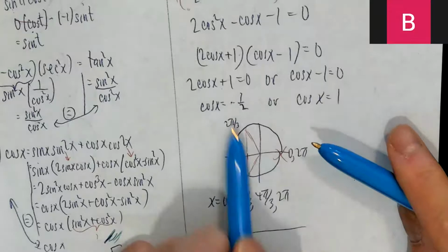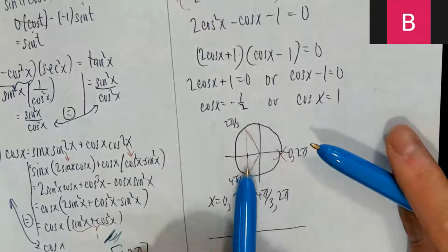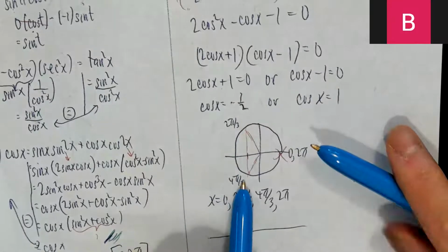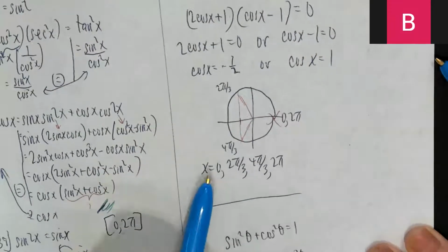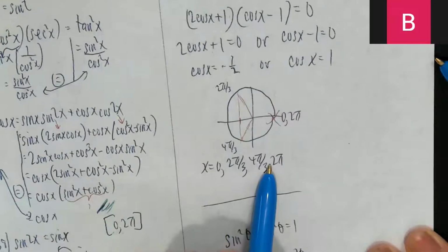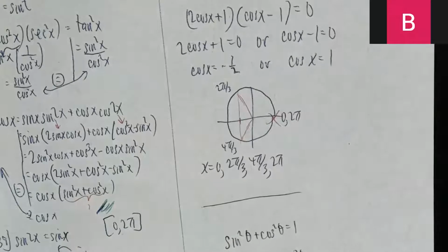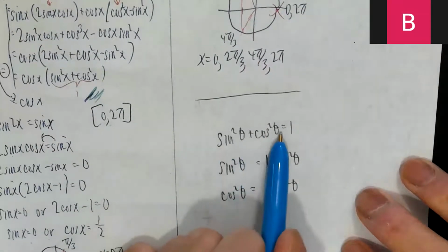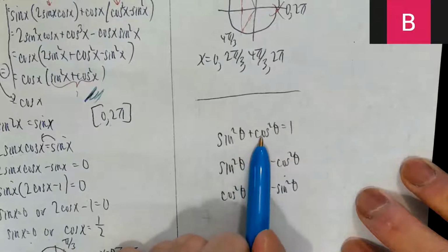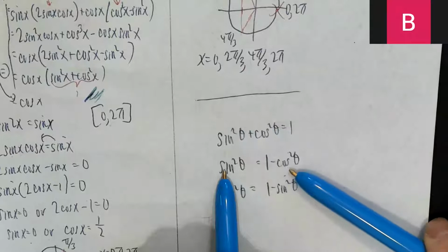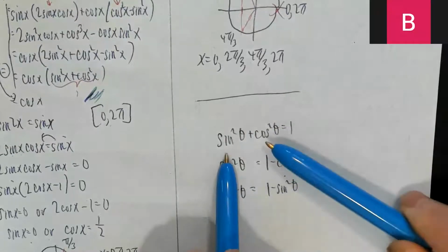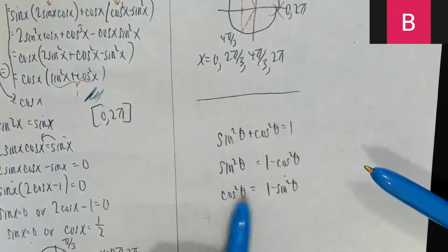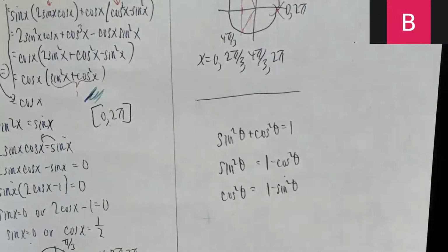Cosine x is negative a half. On the unit circle, the x coordinate is negative a half here and here. That's 2 pi over 3 and 4 pi over 3. So my angles are 0, 2 pi over 3, 4 pi over 3, and 2 pi. And a reminder, since sine squared theta plus cosine squared theta equals 1, I could subtract cosine squared on both sides: sine squared theta is 1 minus cosine squared theta. Similarly, cosine squared theta is 1 minus sine squared theta. So we needed to use that over here.